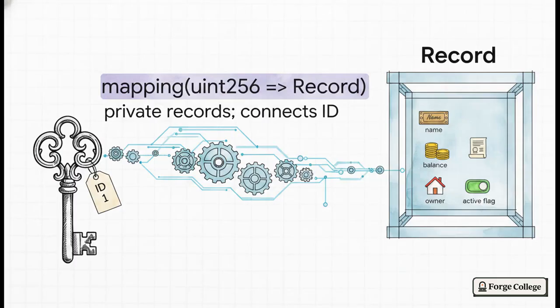So you might be wondering, how do we actually connect our simple numeric ID to this beautiful new container? Well, we do it with this highly elegant line of syntax. We write mapping, open parentheses, uint256 pointing to Record, and we'll just call it private records. Boom. We are taking a standard uint256 ID, which is our key, and pointing it directly at our newly drafted complex record structure. Just like that, ID number 1 unlocks a name, a balance, an owner, and an active status, all at the exact same time.